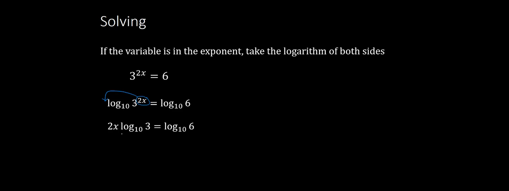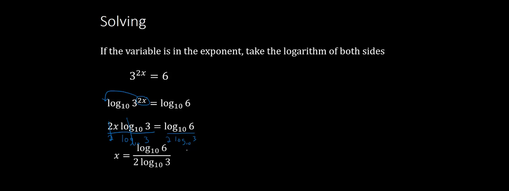From here I can solve for x by getting rid of the 2 and the log base 10 of 3. To do that, I can simply divide both sides by a 2, which will get that to cancel, and then also by a log base 10 of 3, which will get this to cancel. I do that over here as well, and I have log base 10 of 6 over 2 times log base 10 of 3.